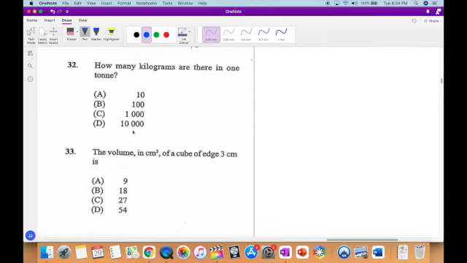How many kilograms are there in 1 ton? It's quite a random question. There are actually 1,000 kilograms in a ton.